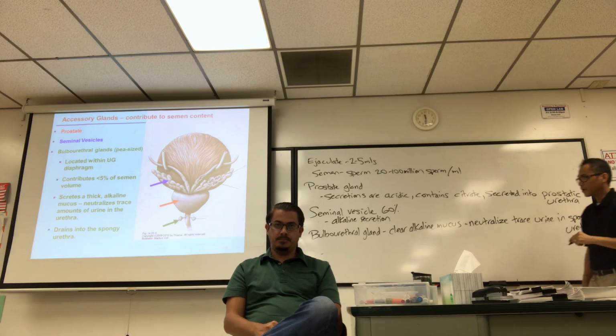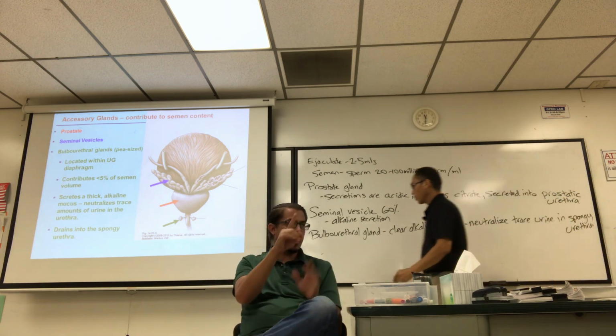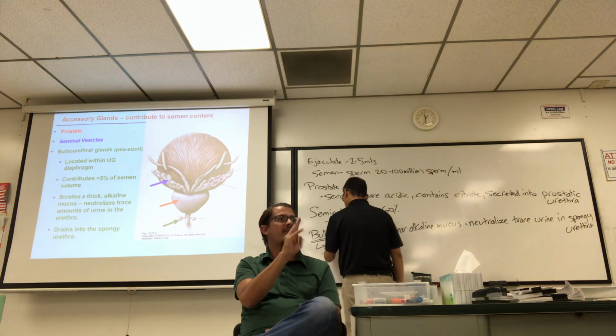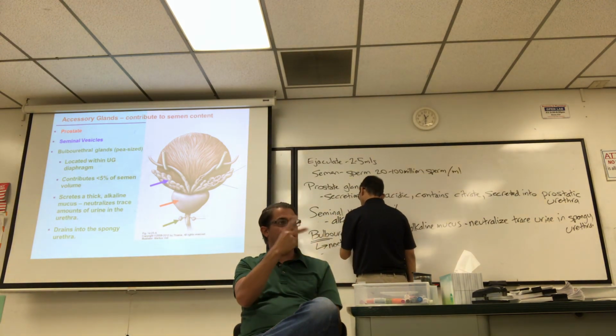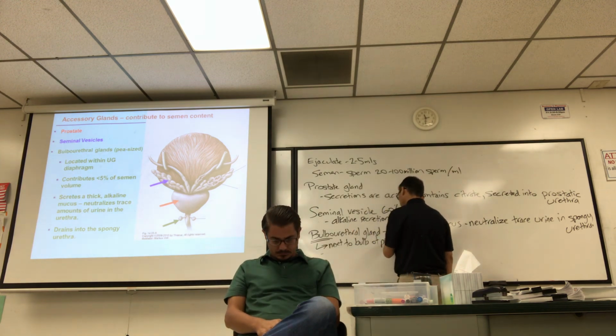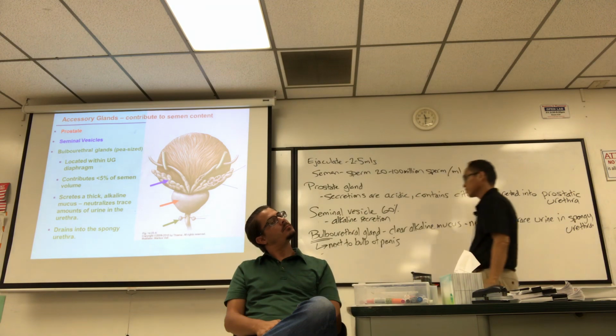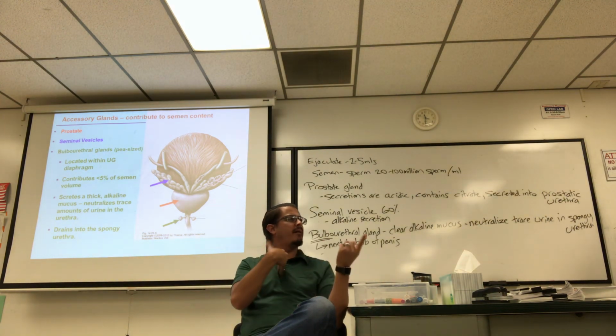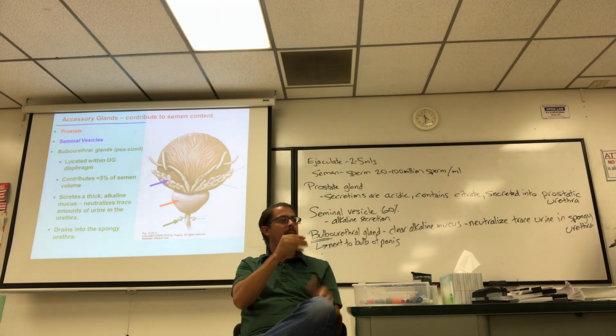The name can tell you where to find it. Bulbourethral. Look for it next to the UG diaphragm. Look for it next to the bulb of penis. Okay. Some of our models do show it within the UG diaphragm, right next to the bulb of the penis, bulbourethral gland.